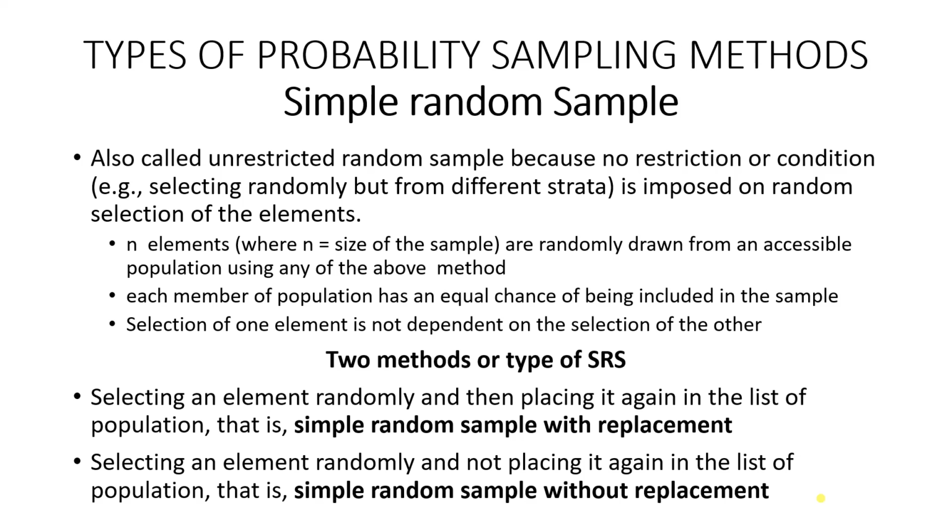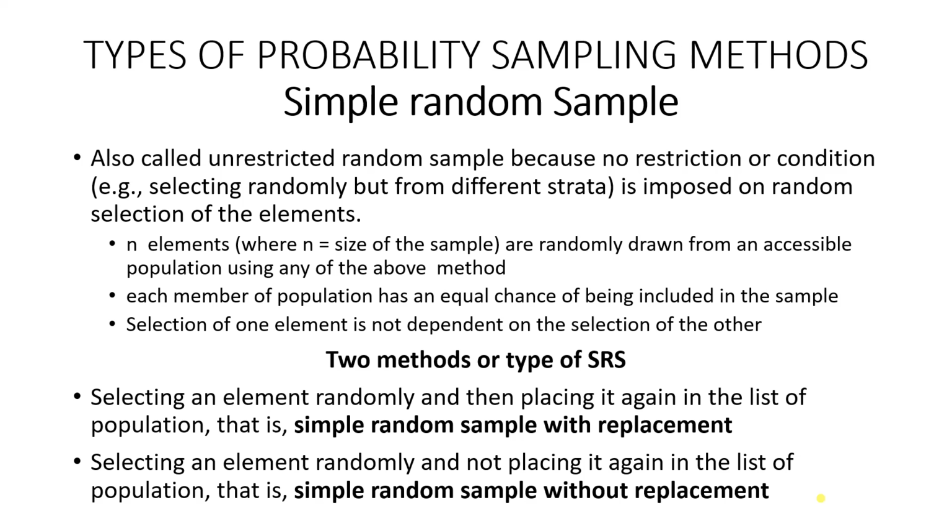In this method, when we use the random selection method, the beauty of this selection method is that it ensures an equal chance of being included in the sample. And the selection of one unit or one element of the population is not dependent on the selection of the other. So if any student from your class is being selected, the selection of that student will not influence the selection of the other if we are doing random sampling. But if we are doing some non-probability sampling, then that selection may influence the sampling procedure, or the sampling of the next unit may be dependent.